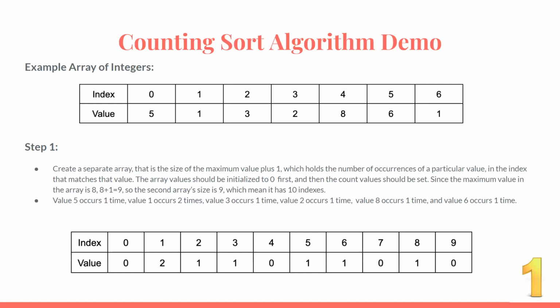Since the maximum value in this array is 8, 8 plus 1 is 9. So the second array size is 9, which means it has 10 indexes. Value 5 occurs one time, value 1 occurs two times, value 3 occurs one time, value 2 occurs one time, value 8 occurs one time, and value 6 also occurs one time.